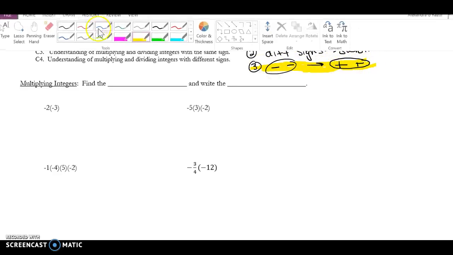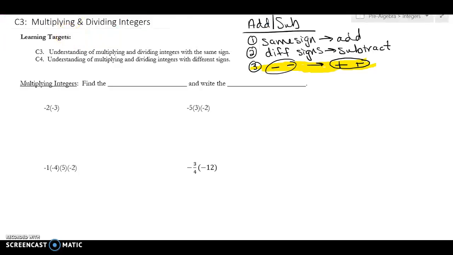Okay, so the way that I teach multiplying and dividing is first I just tell you to find the product. So do the math and then write all the negatives. And then what will happen is when you have more than one negative, you're going to be able to circle them and make them positive.